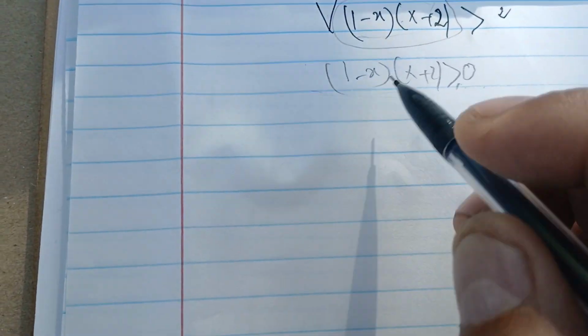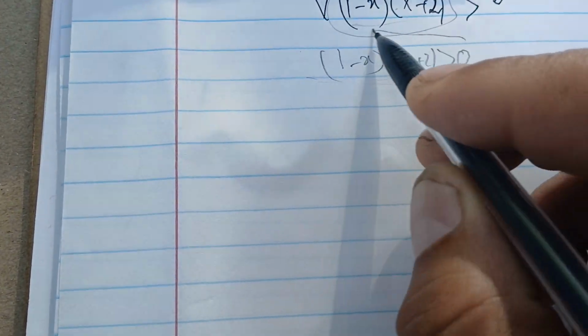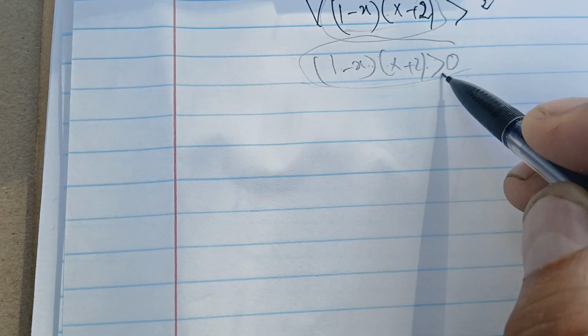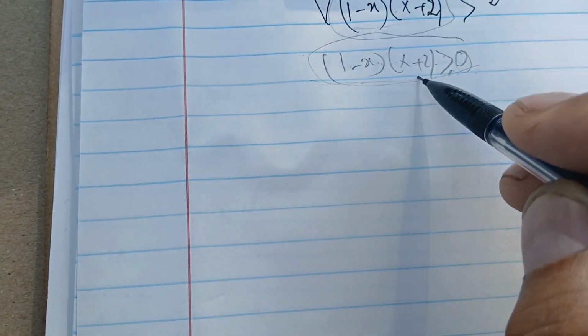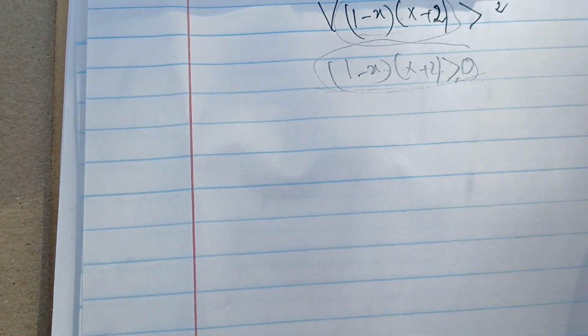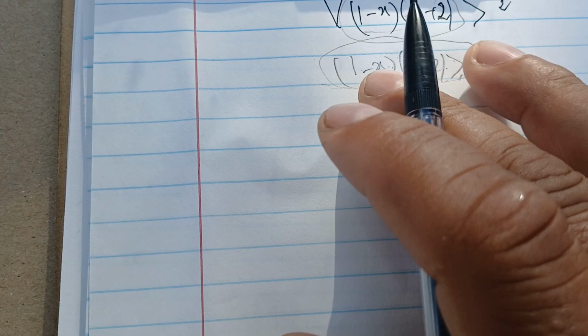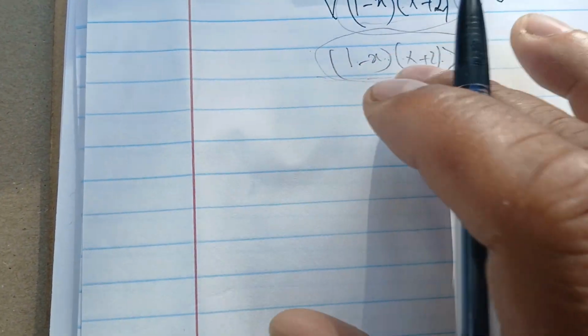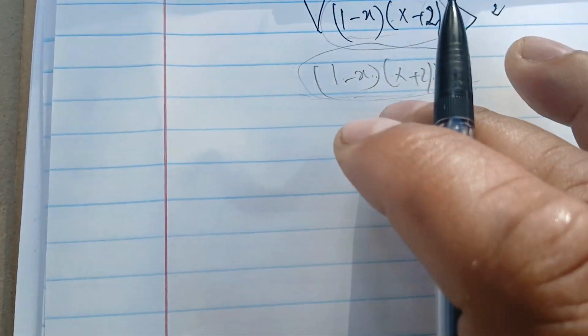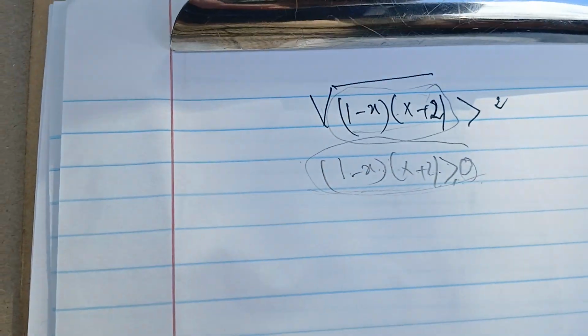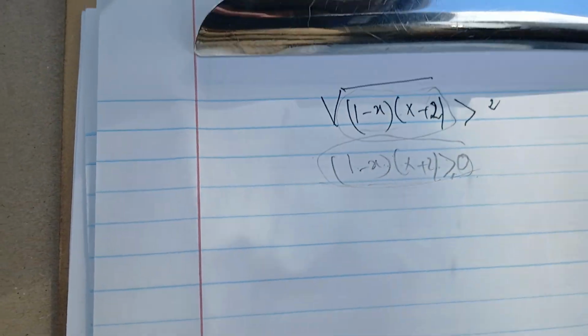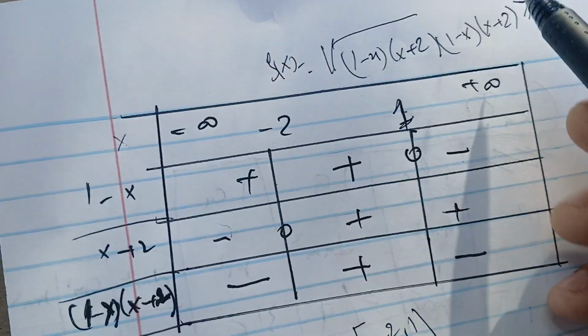And we know the square root, everything inside it has to be non-negative. That's why we have this condition: (1 minus x) times (x plus 2) is greater than or equal to 0. This is the product of two polynomials, so we have two conditions here. To make sure to get the correct sign of this product, we make a small table like the one I did here.